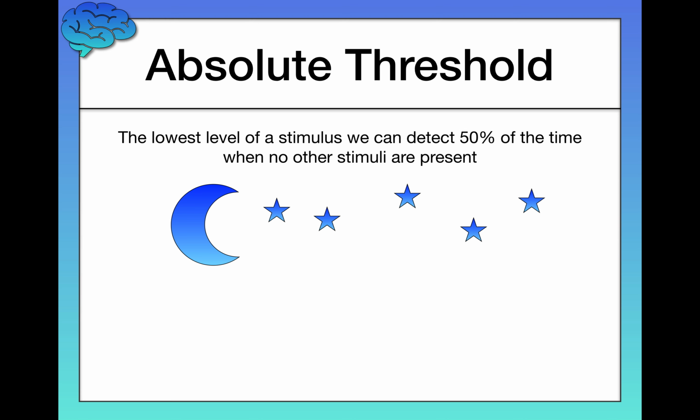It's also been shown in terms of smell that the absolute threshold of smell is 50 airborne molecules of a smell. We can detect that, which is pretty incredible because 50 molecules is not a lot of smell.